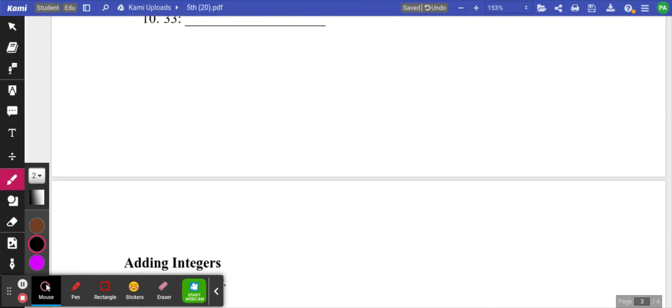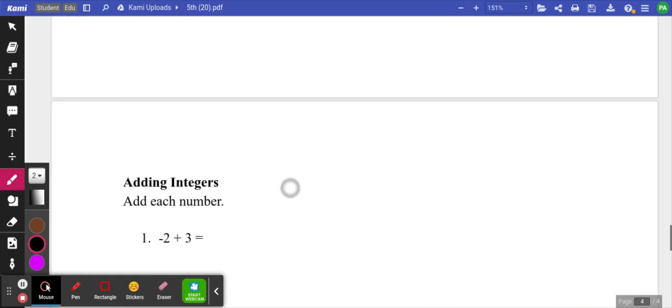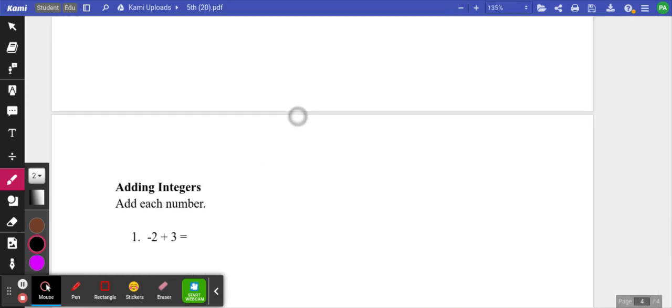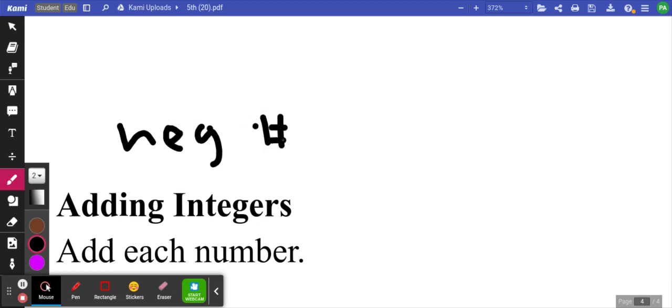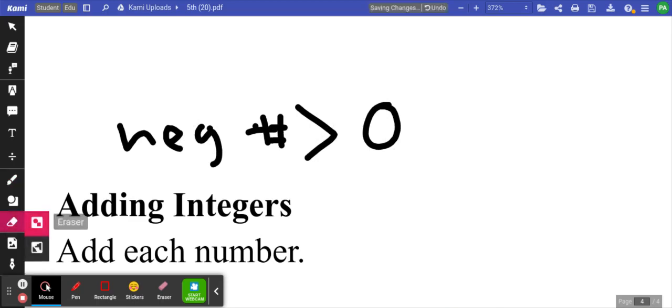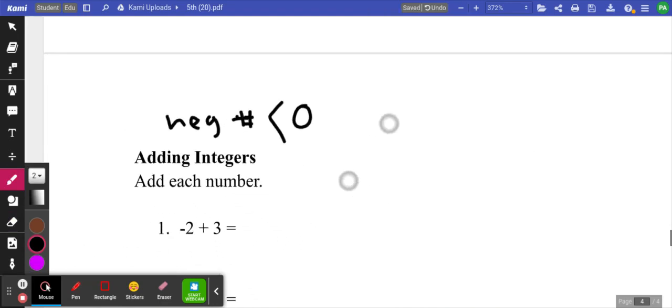And lastly, we are going to be adding integers. So this is the first time, I believe, that we encounter negative numbers, and it is not hard. Negative numbers are essentially numbers that are less than 0. So you can just write: negative numbers are less than 0. Or sorry, that's the wrong sign. Less than 0. So 0 is bigger than them.